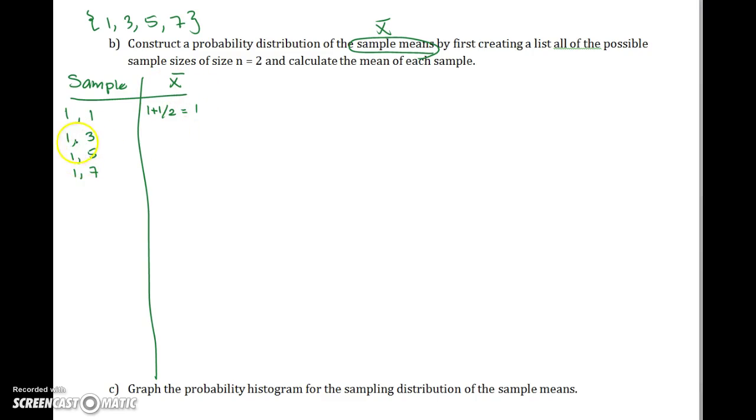To find the sample mean, 1 plus 3 is 4, divided by 2, because it's two numbers again, and that would be 2 for that one. For the next one, 1 plus 5 is 6, divided by 2 is 3. 1 plus 7 is 8, divided by 2 is 4. So this is kind of a little bit tedious, and that's why you only have one problem like this on your homework. But I would also like for you to do the same thing for 3 and then for 5.